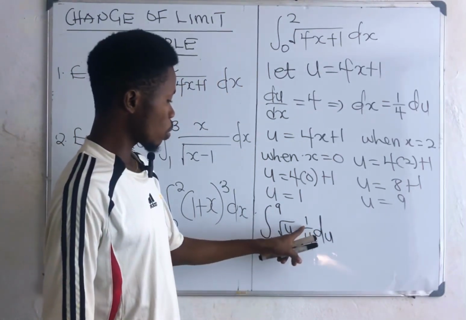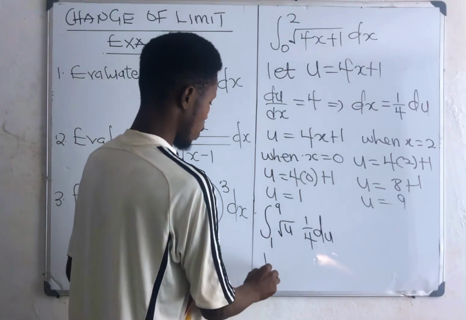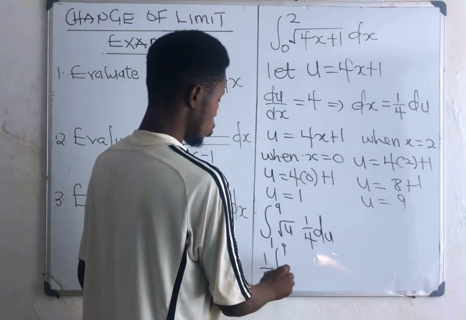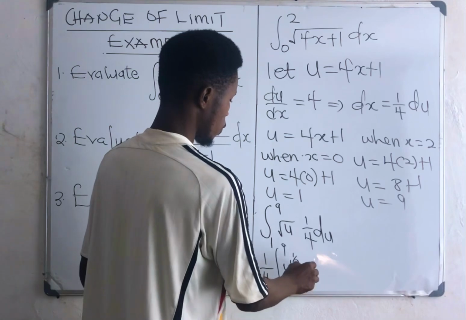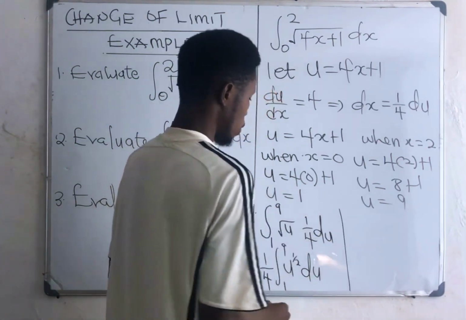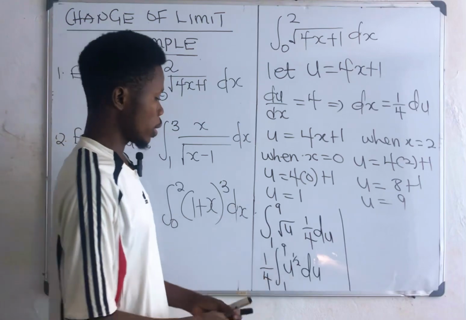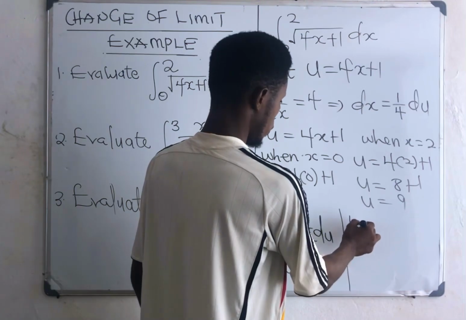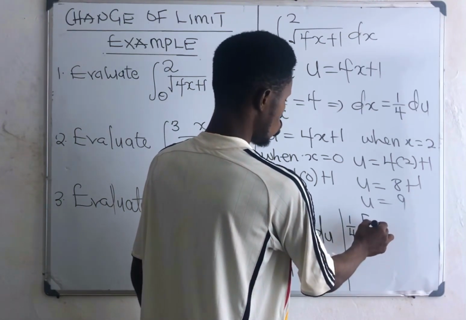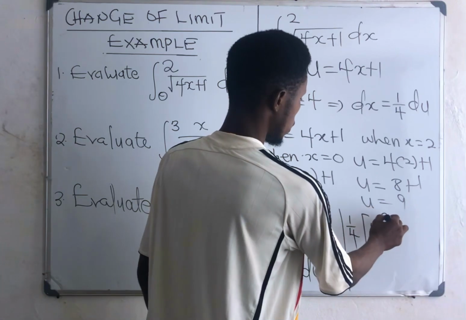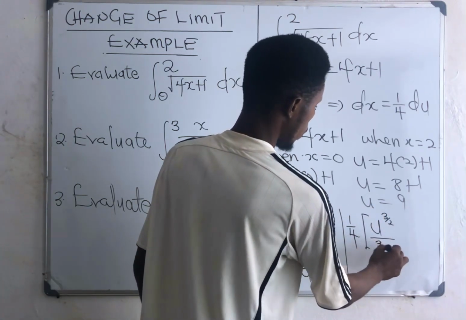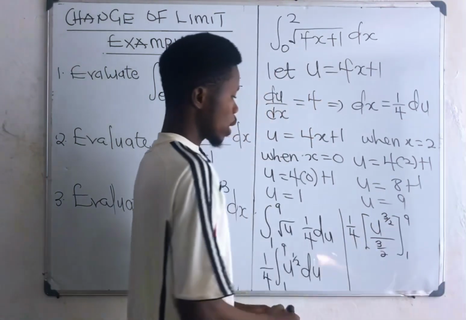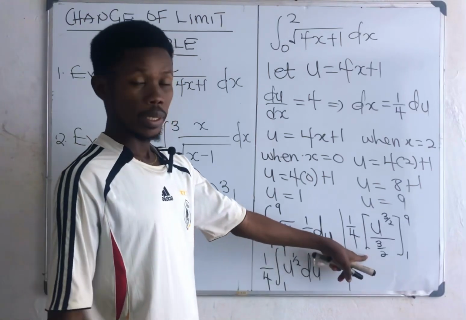But remember in integration, this 1 over 4, because it is a constant, comes outside. The integral from 1 to 9. This square root can be written as power what? Half du. Is that okay? Very good. Now let's integrate this. If we integrate this one, we get u to the power 3 over 2, over 3 over 2, and the limit is 1 to 9. I hope you understand why it's like this.